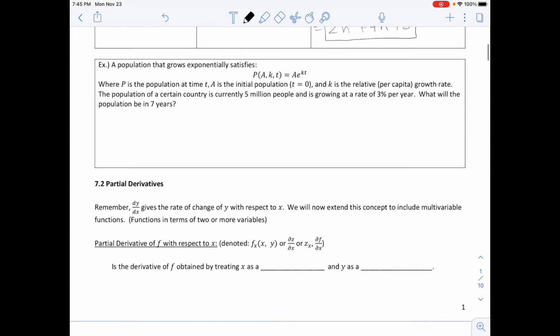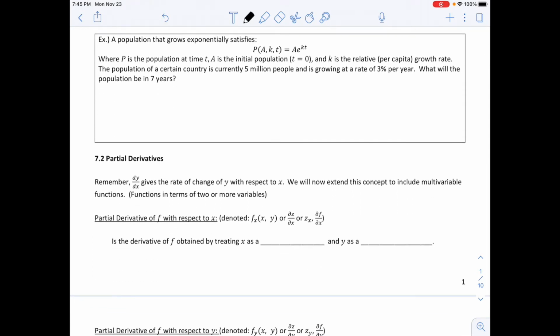The example right below this is a word problem, and it says a population that grows exponentially satisfies the function P of A, k, t. So this is going to be a function now not just of two variables but of three variables, equal to A times e to the kt, where P is the population at time t, A is the initial population when t is 0, and k is the relative per capita growth rate. The population of a certain country is currently at 5 million people. It is growing at a rate of 3% per year. And it says, what will the population be in 7 years?